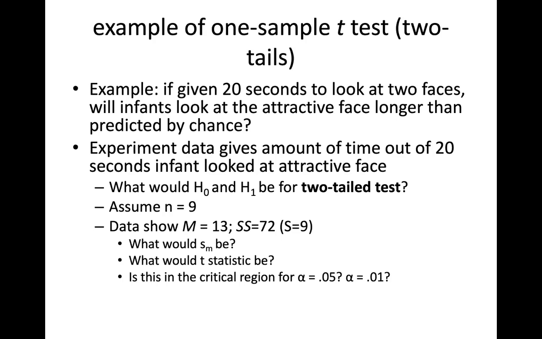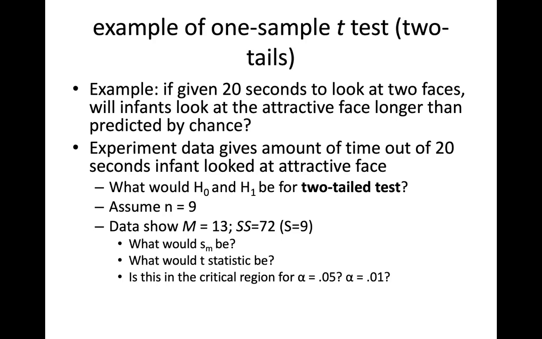And our question is, does the baby spend more time looking at one of the faces than would be predicted based on chance performance? If there's two things that the baby can be looking at, and it always has to be looking at one of them, and the baby's looking for 20 seconds, then if the null hypothesis is true, that is, if there's no effect at all, the baby should spend 10 seconds looking at the attractive face and 10 seconds looking at the unattractive face.